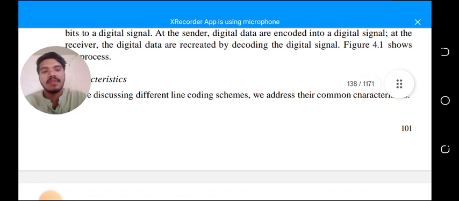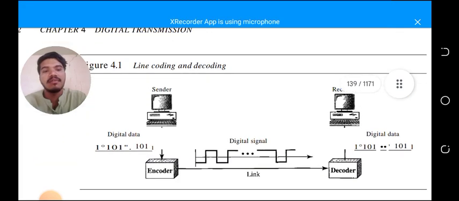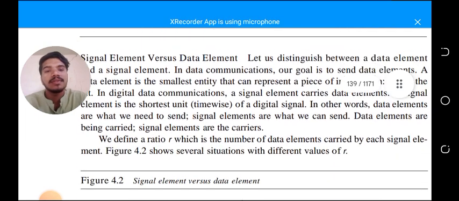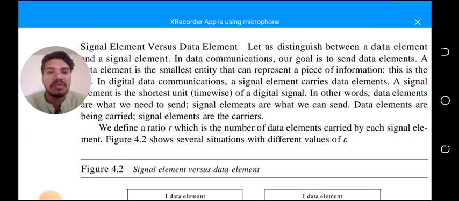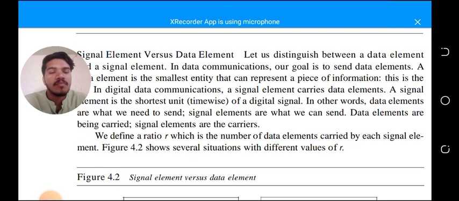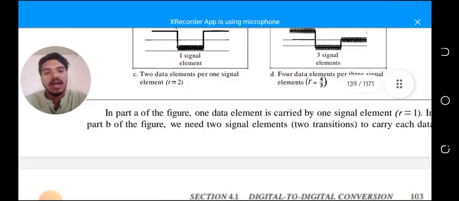So here is figure 4.4. A signal element versus data element lets us distinguish between data element and signal element. So in data communication, our goal is to send data elements.